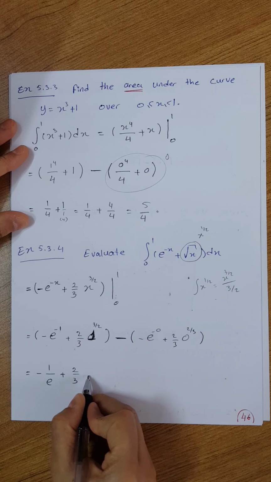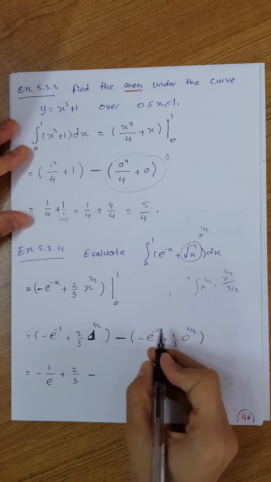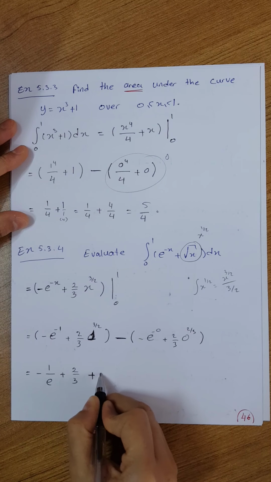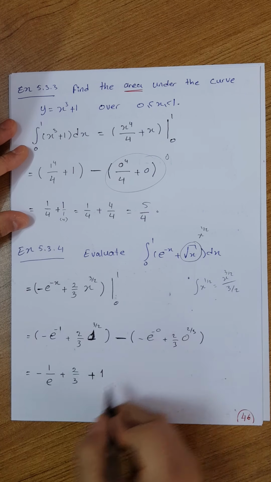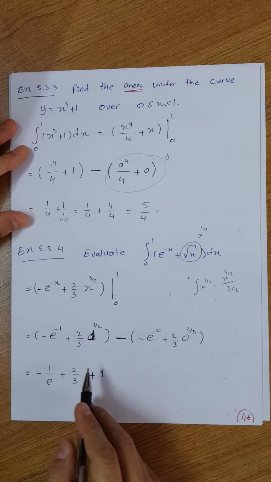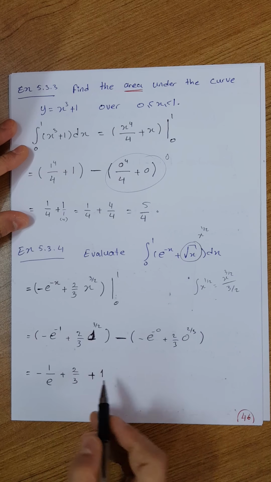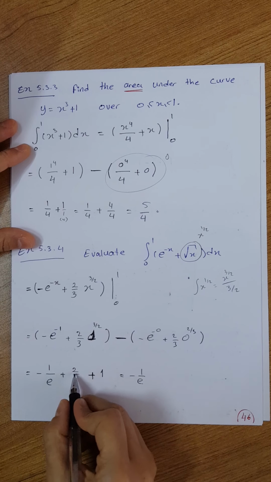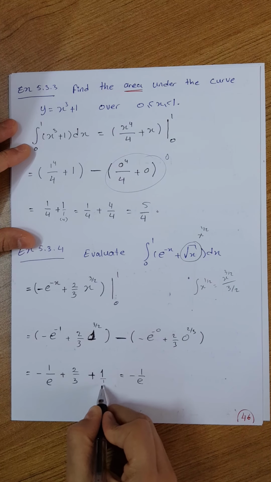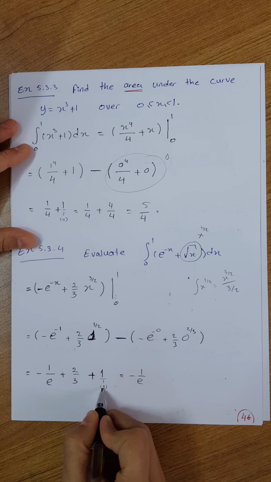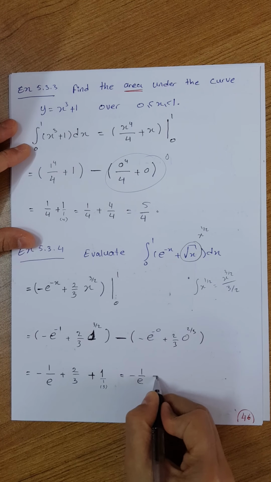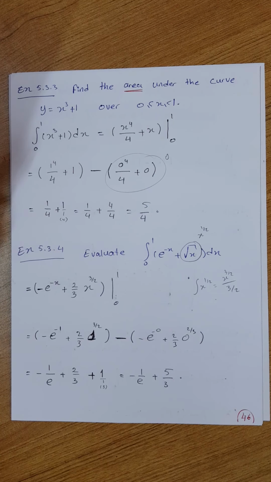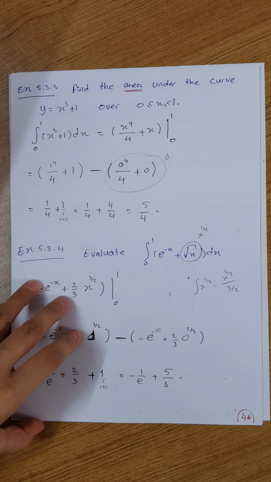And then we have minus e to the power of 0, which is equal to 1. With that negative, it becomes plus 1, and that part is equal to 0. Calculate those two together. That will be minus 1 over e, 2 over 3 plus 1, equalizing denominators by 3. So 2 plus 3 is equal to 5 over 3, and that is the required result. We've got another example.